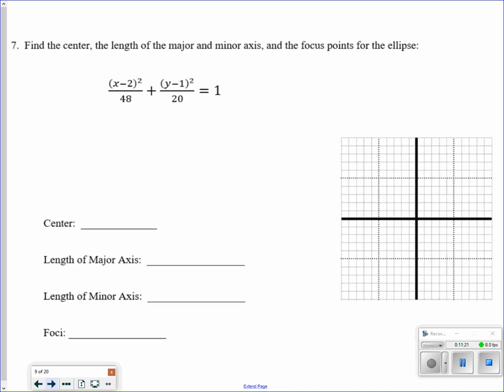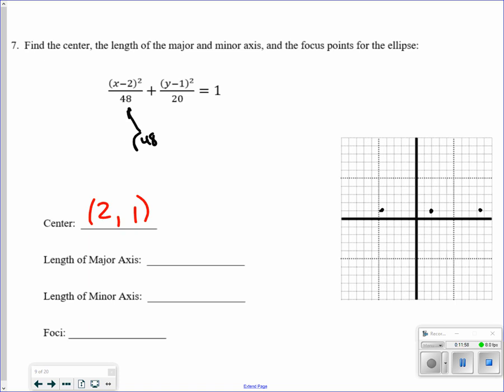Ellipses, so an elliptical shape this time. Center, very much like the circle, the center is the x parenthesis and the y parenthesis, and that'll be the case also in the hyperbola. So I have a center at (2, 1). Now, under the x is a 48. So left and right, you're going to go the square root of 48. The square root of 48 is a little under 6. So 1, 2, 3, 4, 5, 6, a little over 6. So that is your left and right, because that is what is under the x.